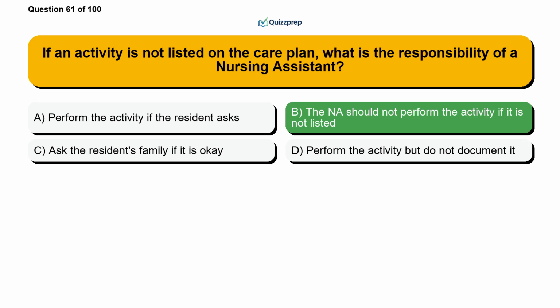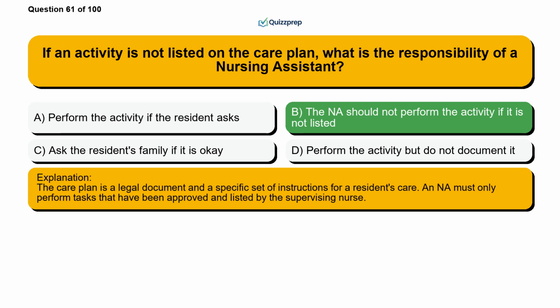The correct answer is option B, the NA should not perform the activity if it is not listed. The care plan is a legal document and a specific set of instructions for a resident's care, and NA must only perform tasks that have been approved and listed by the supervising nurse.